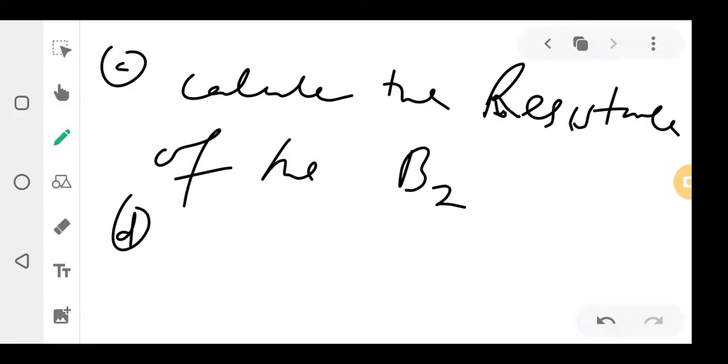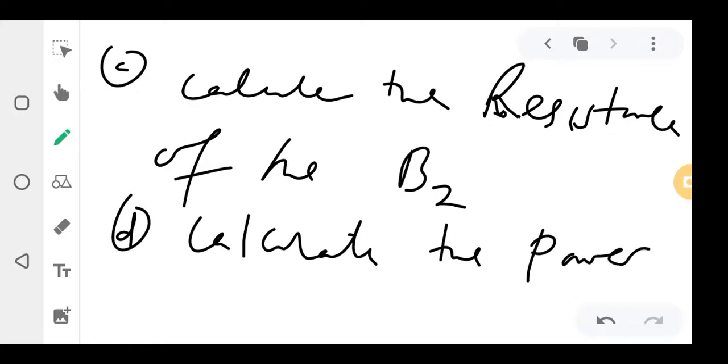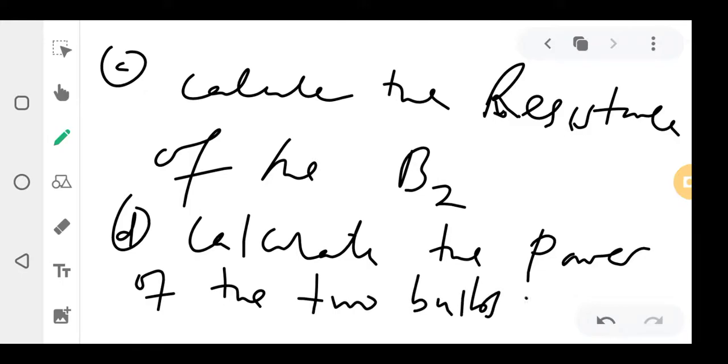A, B, C, D. D, calculate the power of the two bulbs. Let me see if you have understood. You remember the formula for power. Power is equal to voltage times current. The voltage means the total voltage times the total current, and then calculate the power.